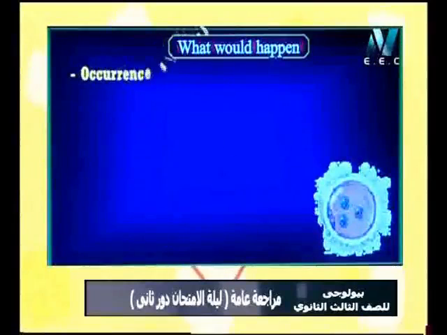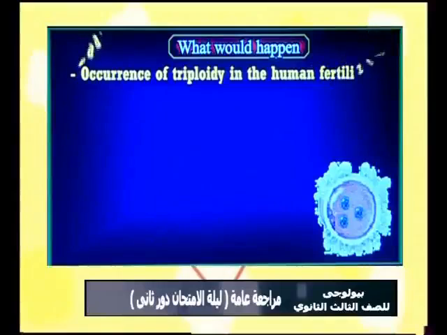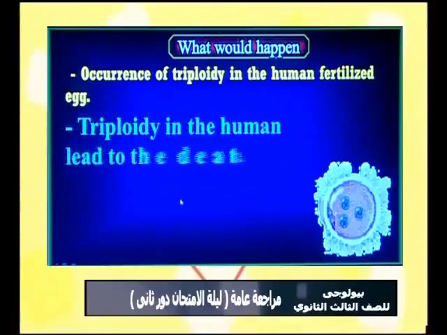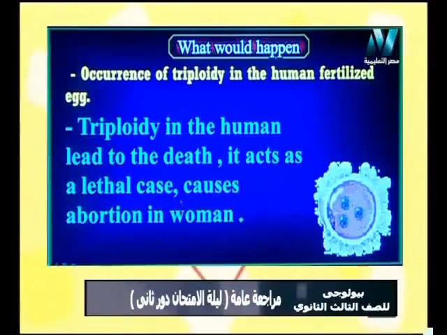السؤال اللي بعده بيقول لي what would happen occurrence of triploidy in the human fertilized egg. خلي بالك العادي ان الفرتلايزد ايج دي بتبقى 2N لان الاوفم هتبقى هابلويد، لما يحصل لها fertilization تبقى diploid 2N. لكن بيقول لك ايه اللي يجرى لو بقت ترايبلويد بالشكل ده؟ بقى 3N that act as a lethal case. يبقى هنا the triploidy in the human leads to death. It act as the lethal case causing abortion in women. يبقى ما ينفعش يبقى عندنا living human beings 3N.